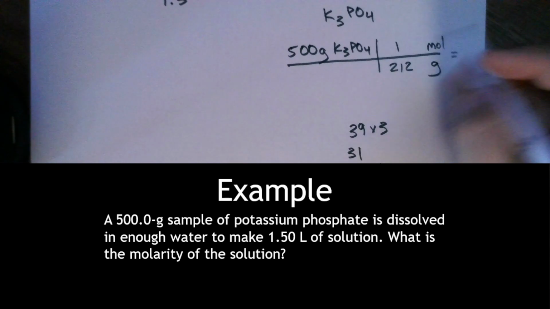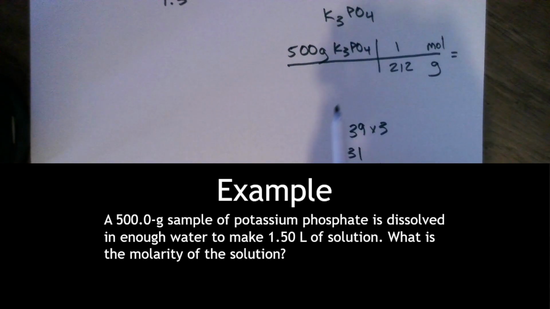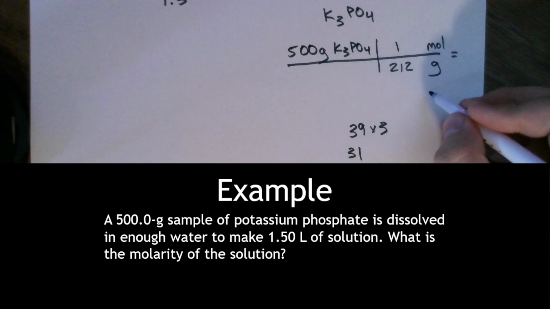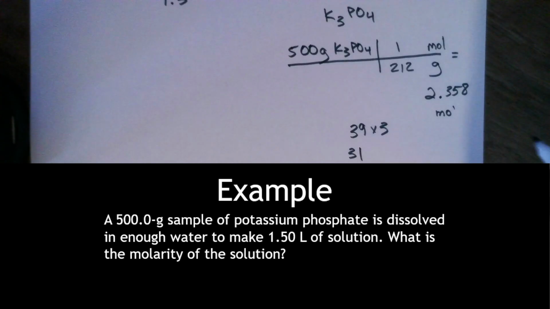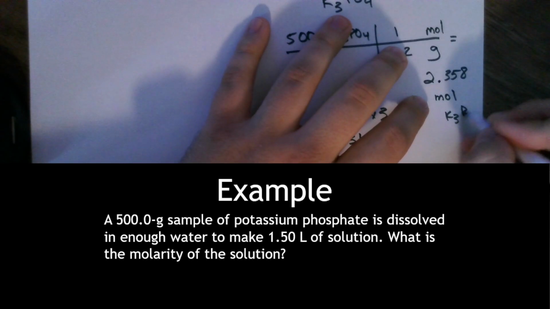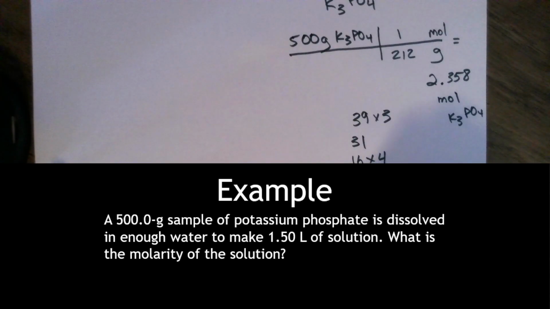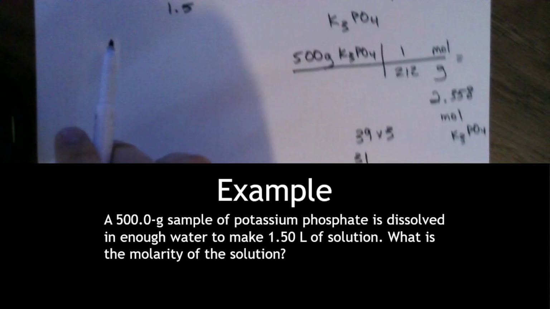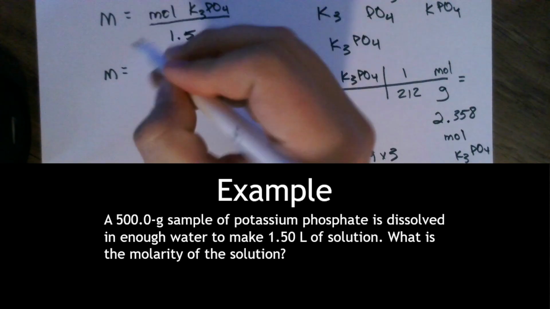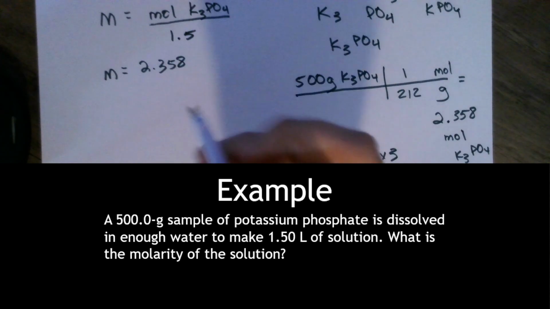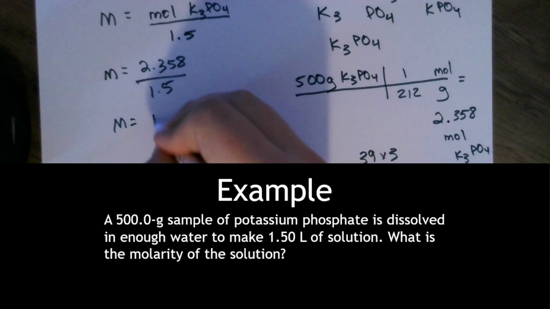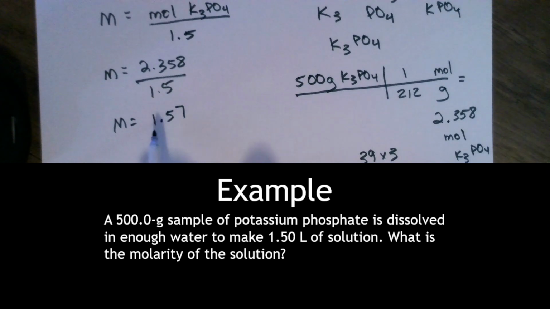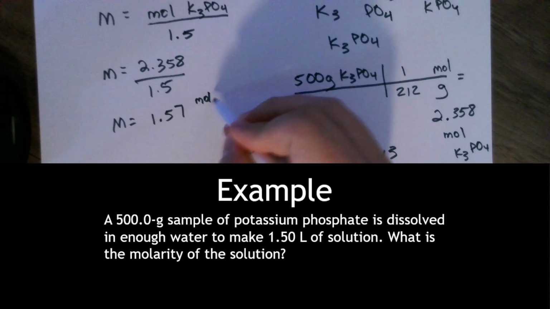Do my math across, and then I'm going to do my 500 times 1 divided by 212. I get a number, 2.358. I'm just going to write out those 4 digits. Okay. Well, that's how many moles I have, so now I'm just going to take that and plug it back into my equation here. 2.358 divided by 1.5. That'll be my final answer, and I just get like 1.57. Just going to round my final answer to 3 digits there. My units for molarity, it's just moles divided by liters.